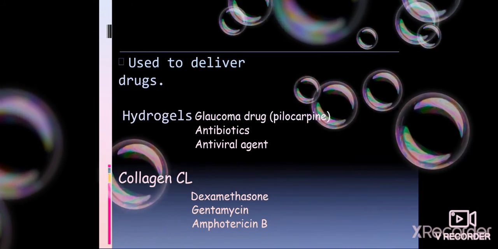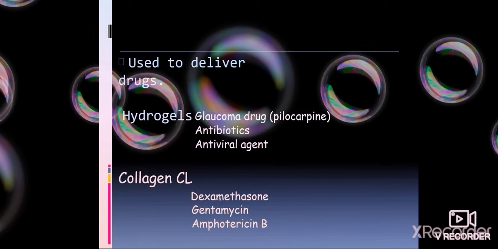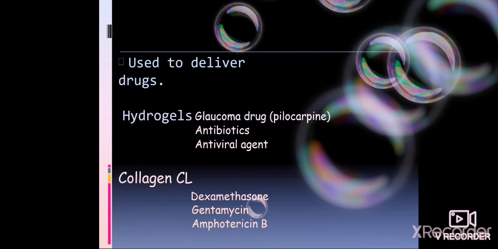So hydrogels are used to deliver drugs; in this we use pilocarpine, antibiotics, antiviral agents, and collagen shields with drugs such as dexamethasone, gentamicin and amphotericin B.